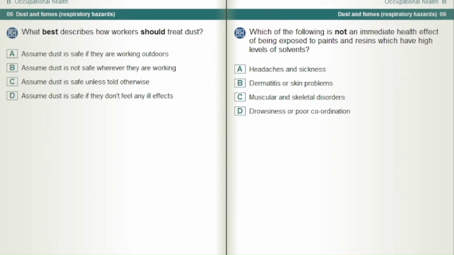Which of the following is not an immediate health effect of being exposed to paints and resins which have high levels of solvents? Headaches and sickness, dermatitis or skin problems, muscular and skeletal disorders, drowsiness or poor coordination.